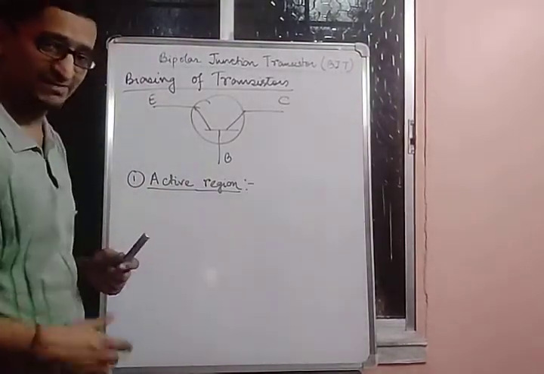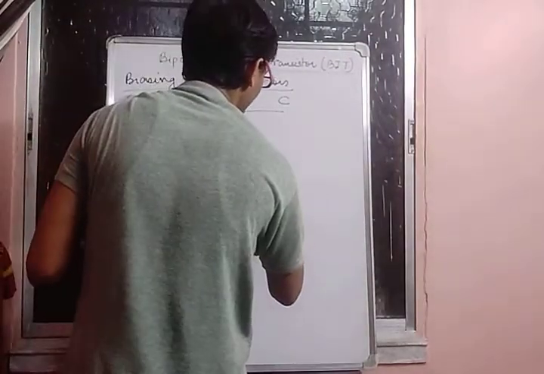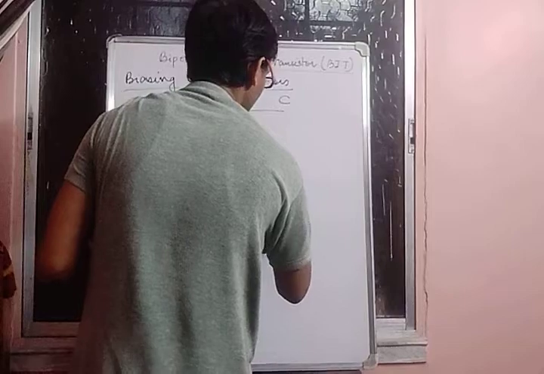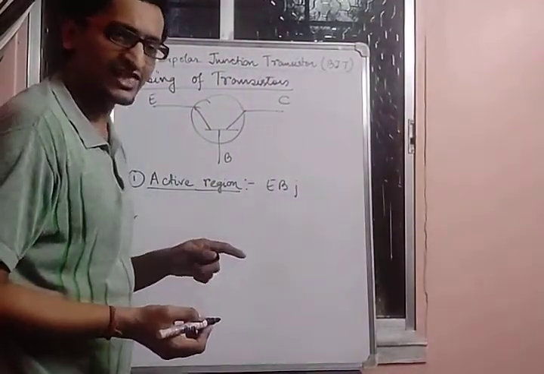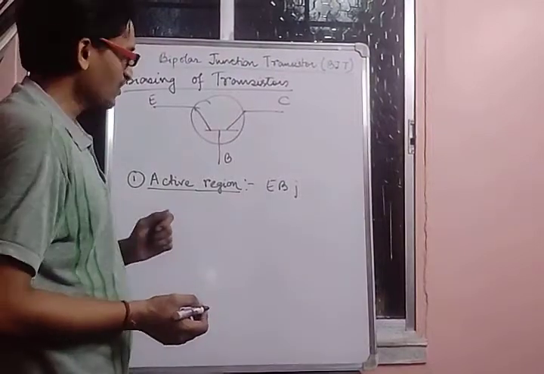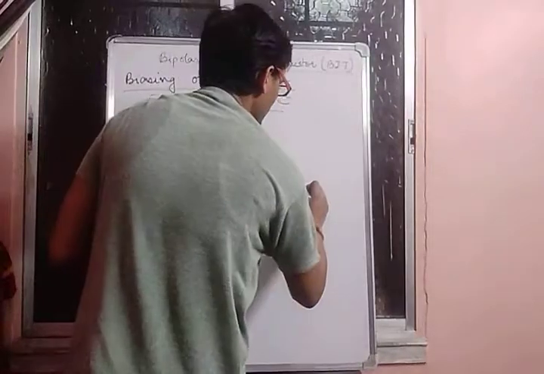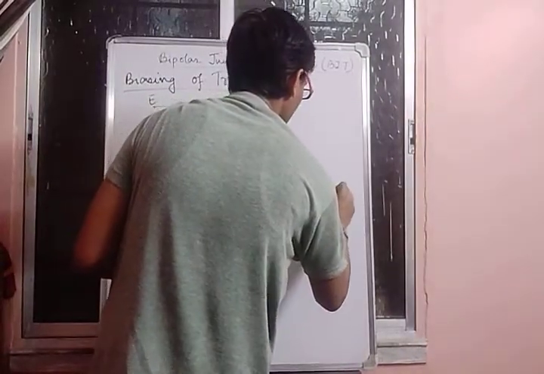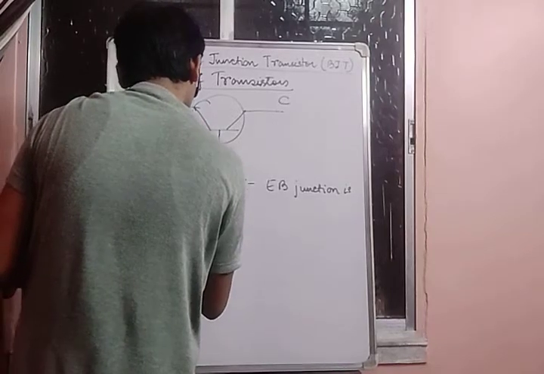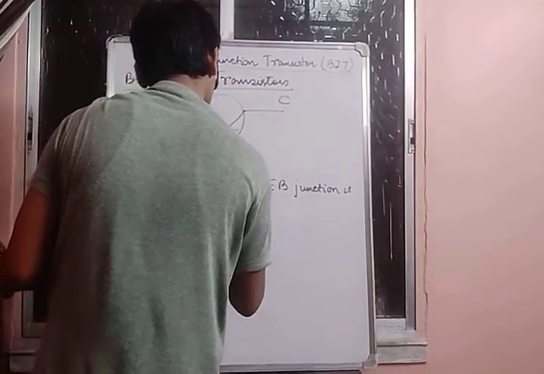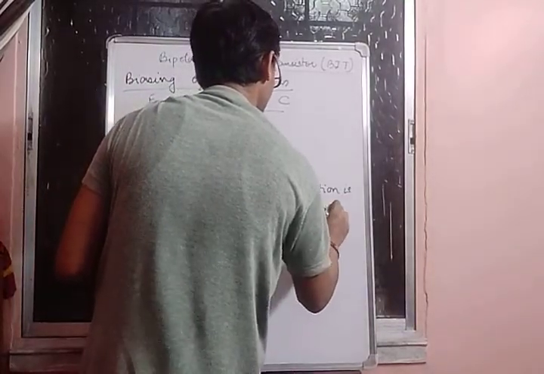So in case of BJT, what is happening is that your emitter base junction is forward biased. There are two junctions, as we have already discussed. One is emitter base junction and another is your collector base junction. So in active region, your emitter base junction is forward biased, but collector base junction is reverse biased.